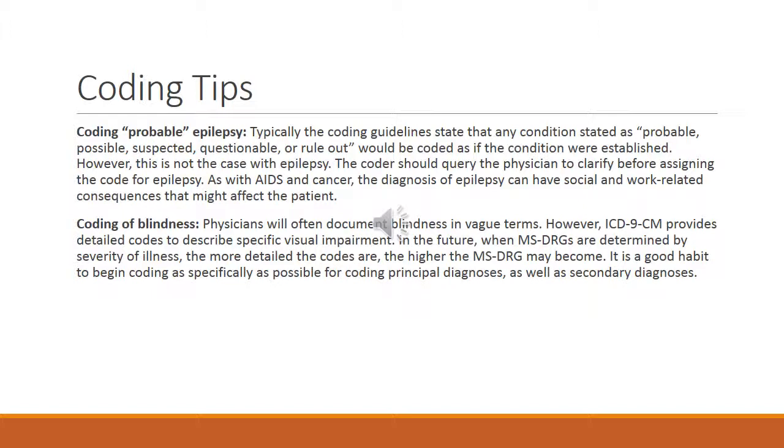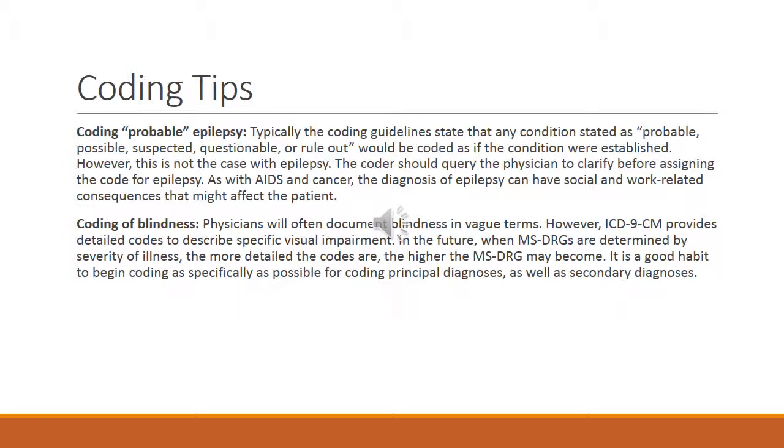Next, coding probable epilepsy. Typically, the coding guidelines state that any condition stated as probable, possible, suspected, questionable, or rule out would be coded as if the condition were established. However, this is not the case with epilepsy. The coder should query the physician to clarify before assigning the code for epilepsy. As with AIDS and cancer, the diagnosis of epilepsy can have social and work-related consequences that might affect the patient.